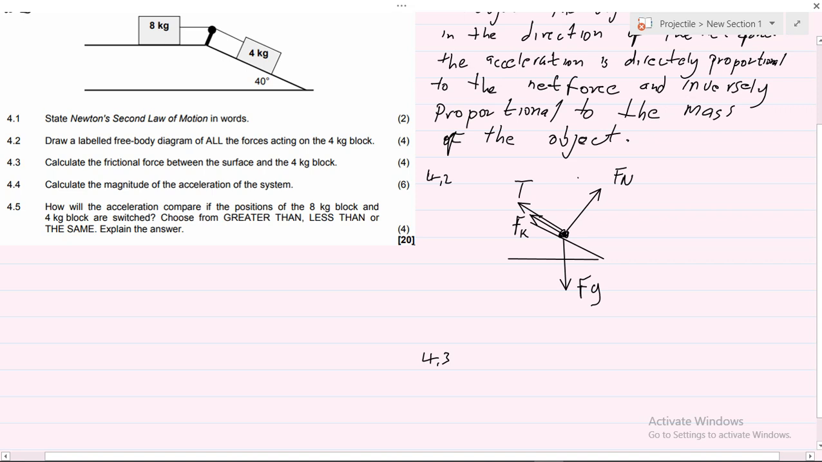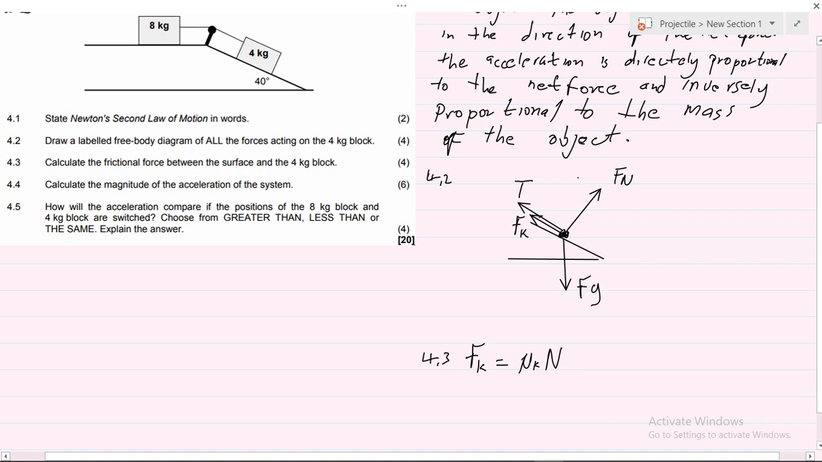So 4.3: calculate the frictional force between the surface and the 4 kg block. We know that frictional force can be calculated by Fk equals the coefficient of kinetic friction multiplied by the normal force. This equation is going to give us the answer, but we must be careful here. If we look at this diagram, we have our normal force here.